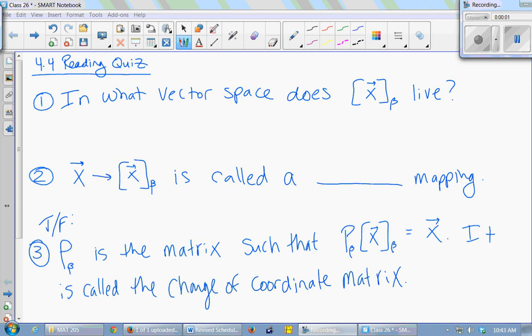Which vector space does the coordinates of x with respect to beta live? Rn. That's just a vector of n weights, or n scalars, right? So that lives in Rn. Good. And x goes to the coordinates of x with respect to the basis beta. That's called a coordinate mapping.